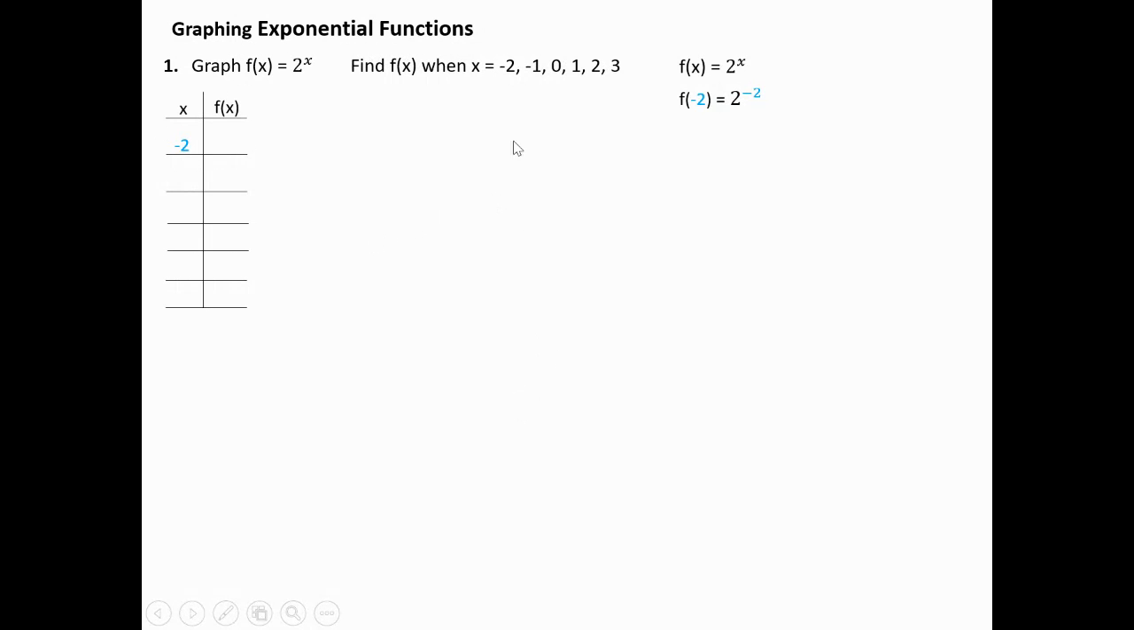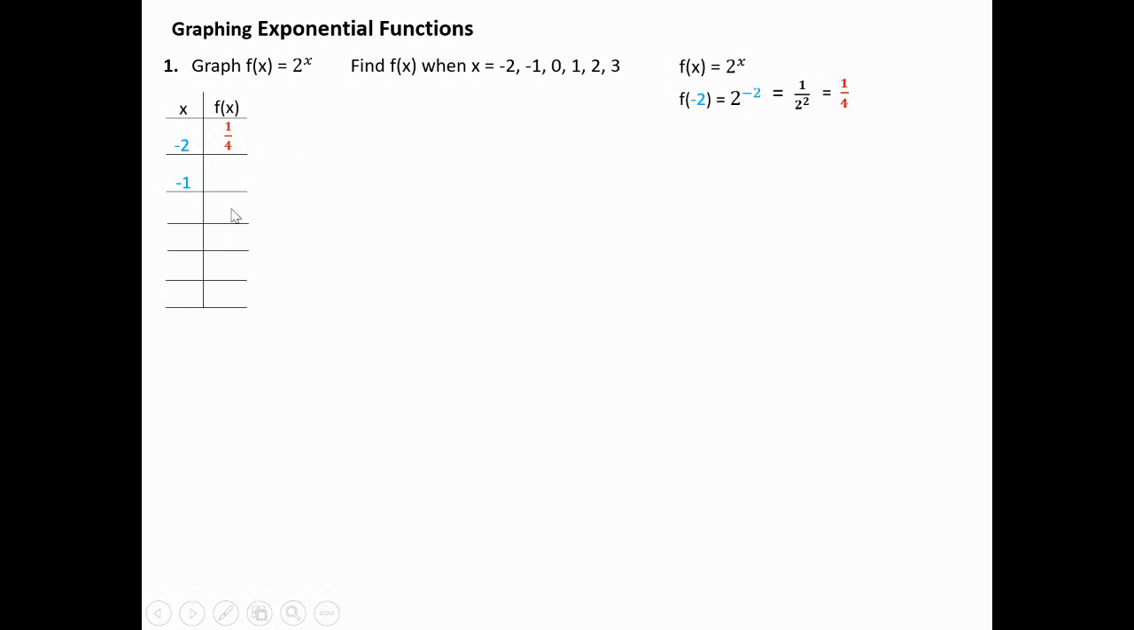So when x equals -2, we're going to go to the function on the right, and we're going to evaluate it at -2. So it's going to be 2 to the -2nd power, which is equal to 1 over 2 squared, which is equal to 1/4. If you have a calculator, you can plug in 2 to the power -2, and it's going to give you 1/4. But I'm trying to show you also to do it without a calculator. So when x is -2, f of x, which is y, is 1/4.